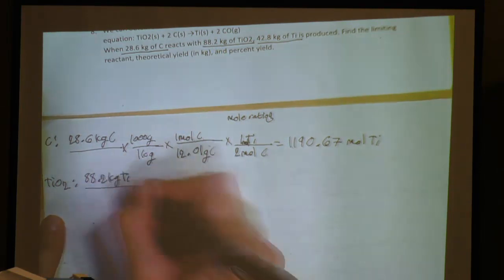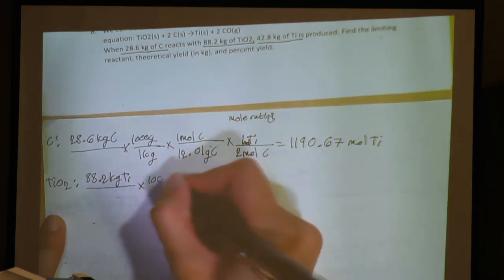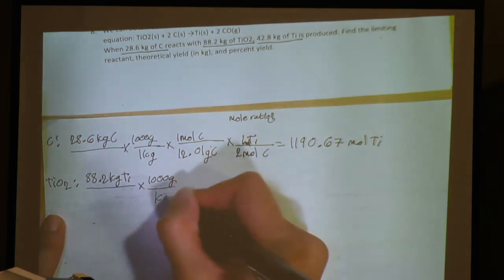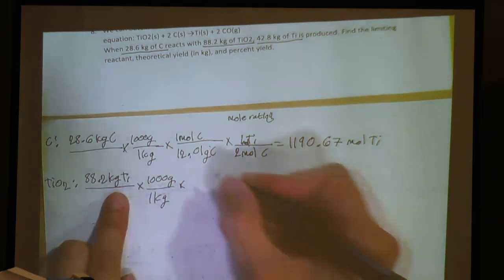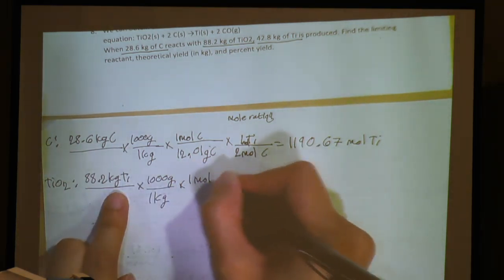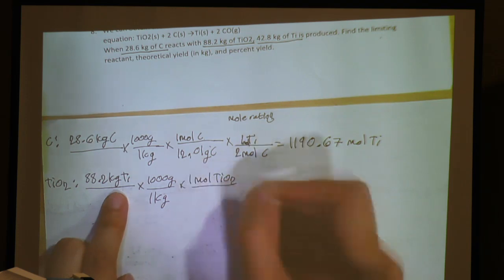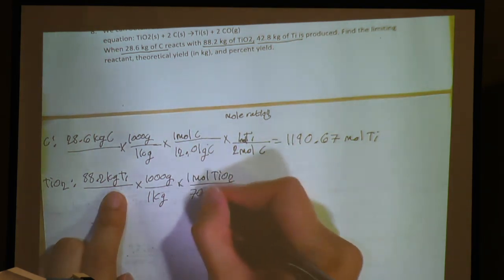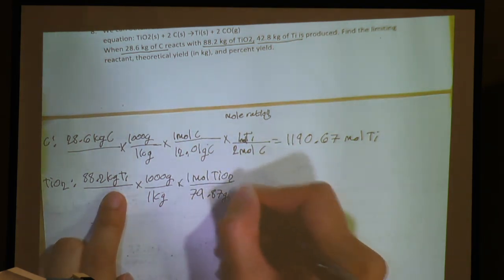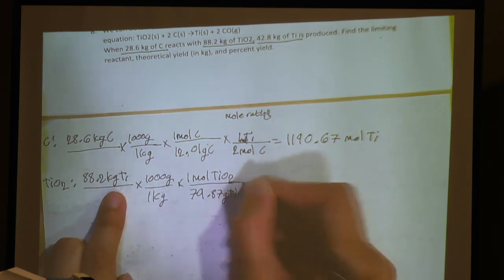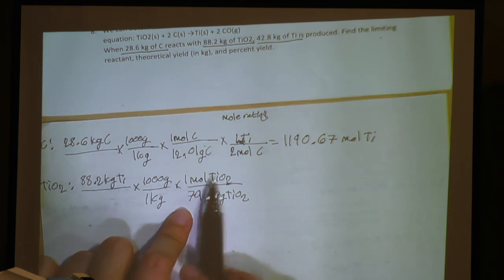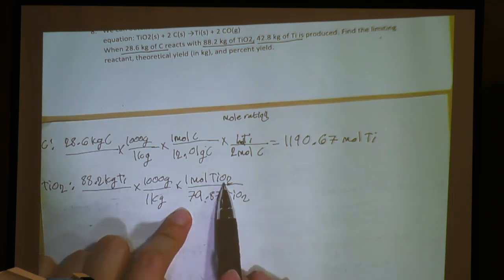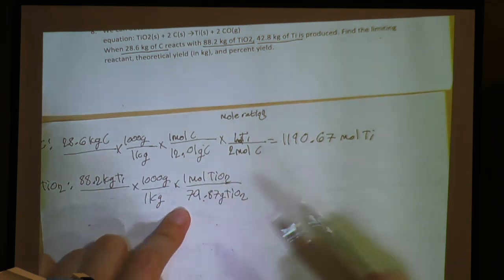kilograms. Once again, we have 1,000 grams for every kilogram. We're going to multiply that by the molar mass of titanium oxide. So I'll give that to you guys here. 1 mole of TiO2 is 79.87 grams of TiO2. Again, I just did the molar mass, so I looked at the periodic table. I found the mass of titanium and added it to the mass of 2 oxygens.